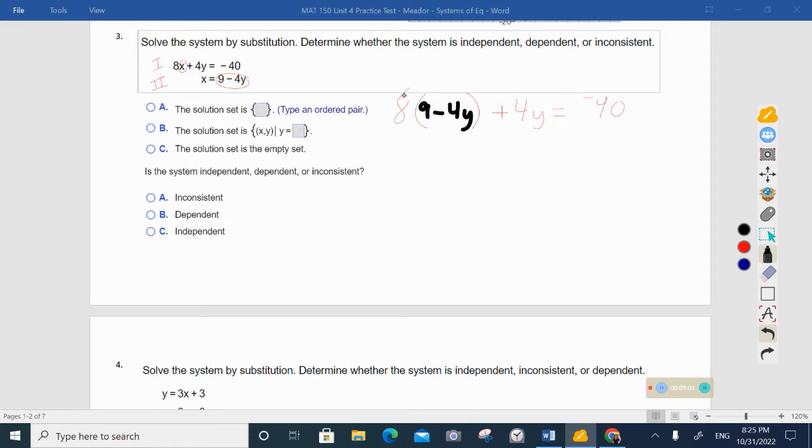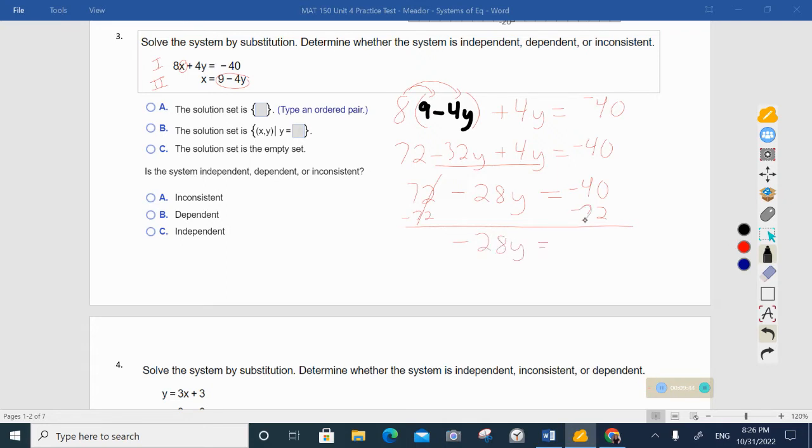All right, so we need to distribute. So 8 times 9 is 72, minus 8 times 4 is -32y, plus 4y equals -40. All right, we're going to combine like terms and we got to solve. So these two are like terms. We're going to bring down 72. -32 plus 4 is -28y equals -40. Okay, and to solve for y, we're going to subtract 72, and we bring down our -28y.